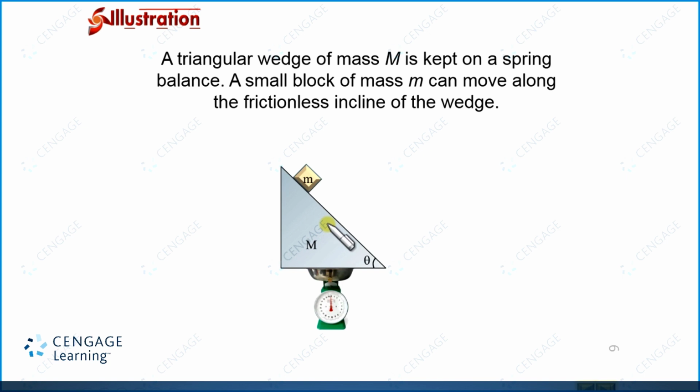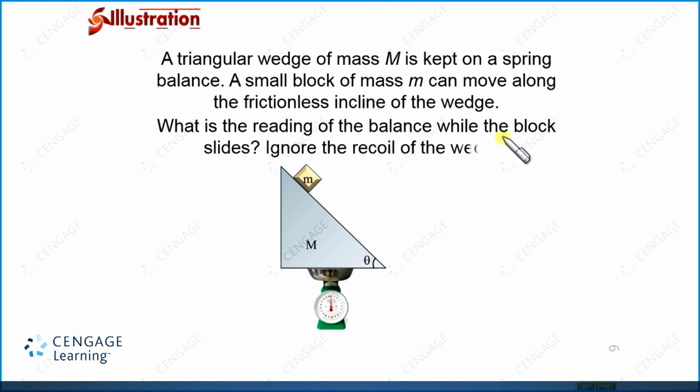That is the vase. And it can move along the frictionless incline on the vase. In this direction, it can move, and capital M is not moving. It is kept on this weighing balance. What is the reading of the balance while block slide? Ignore recoil of the vase.